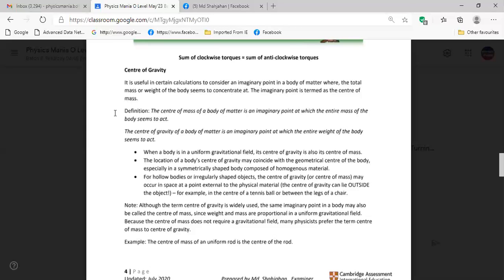Now, note. Can you please read the note? Yes, sure. Although the term center of gravity is widely used, the same imaginary point in a body may also be called the center of mass. Its weight and mass are proportional in a uniform gravitational field. Because the center of mass does not require a gravitational field, many physicists prefer the term center of mass to center of gravity. Example: the center of mass of a uniform rod is the center of the rod.